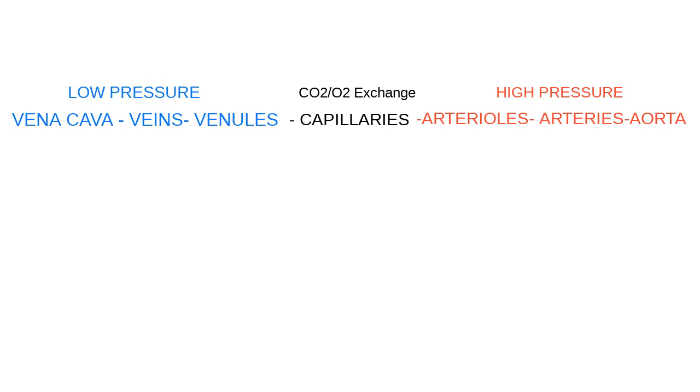Be careful with the term reverse. The arteries, even though the pulmonary artery is transporting deoxygenated blood, it is still carrying the blood away from the heart, right? So it's still moving the blood away from the heart. It's just moving it to the lungs where it can be oxygenated.